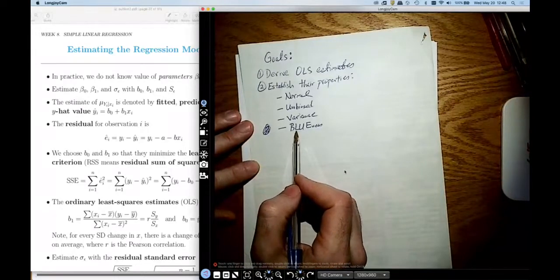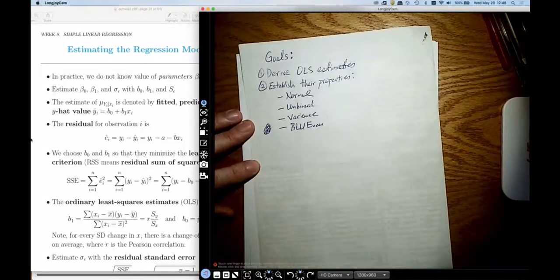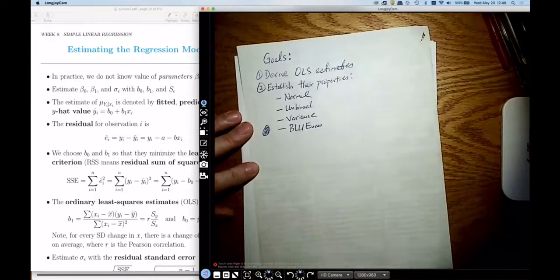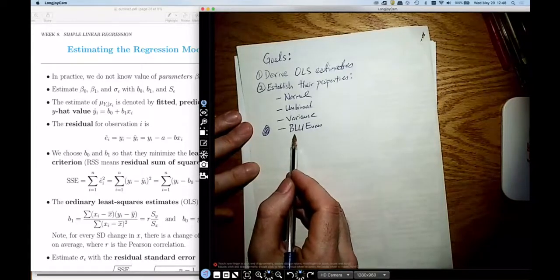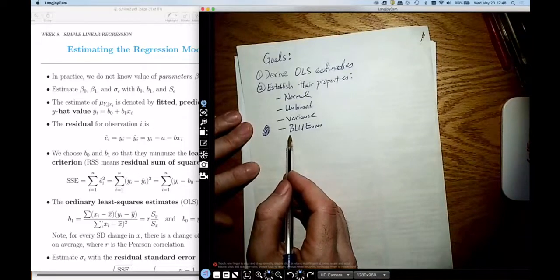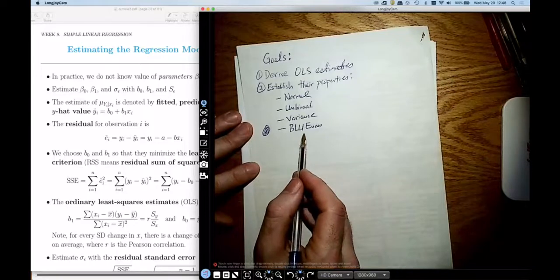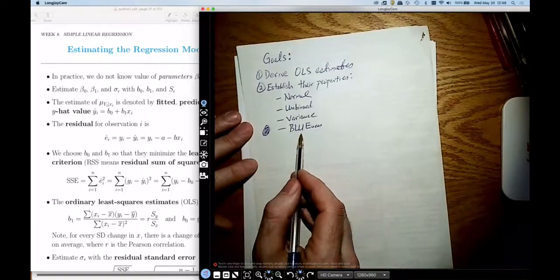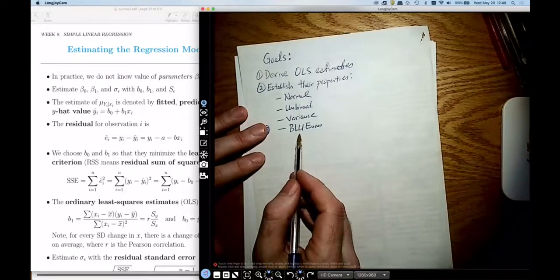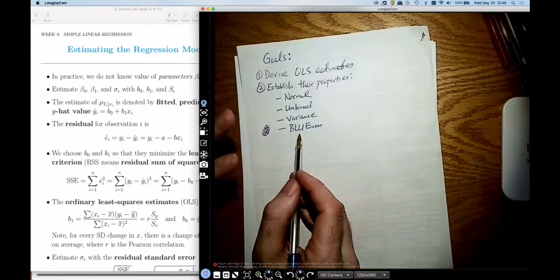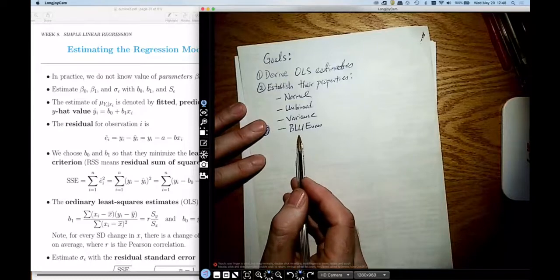Blueness relates to a concept that we discussed way back in, I don't know, week 3 or 4, where we were discussing how a desirable property for estimates is for them to have low variance. What we'll see is that these OLS estimates are the best linear unbiased estimators, meaning they satisfy a version of that MVUE, minimum variance unbiased estimate concept that we discussed way back in chapter 4.